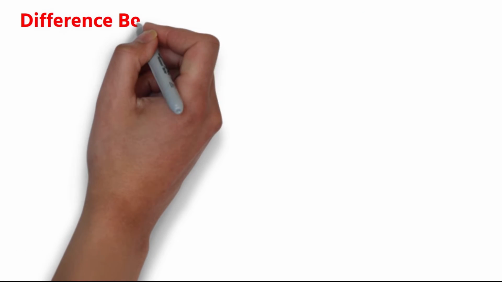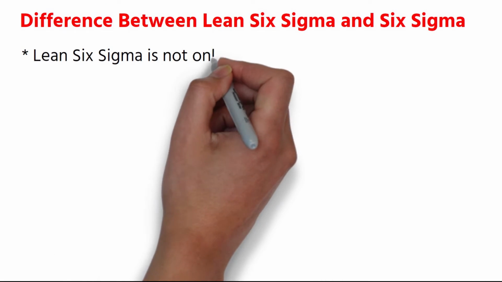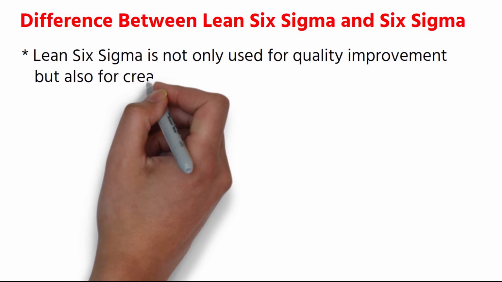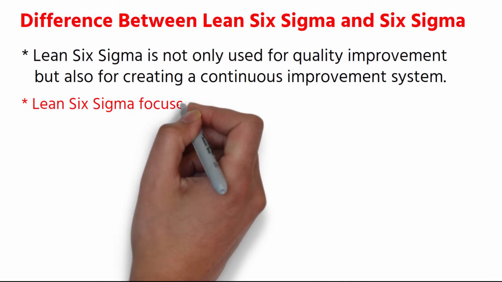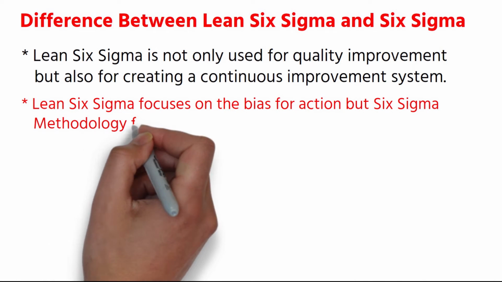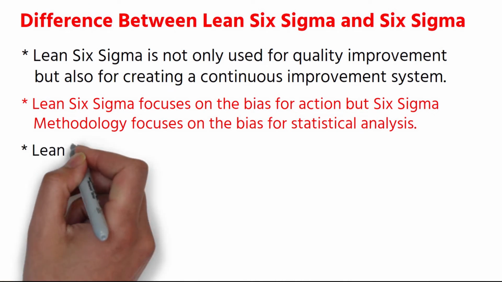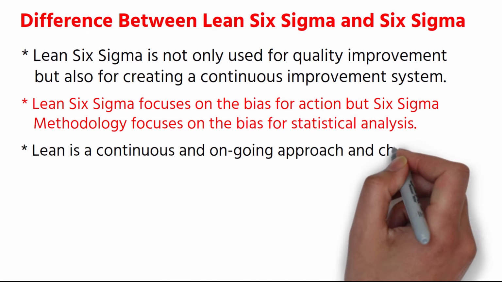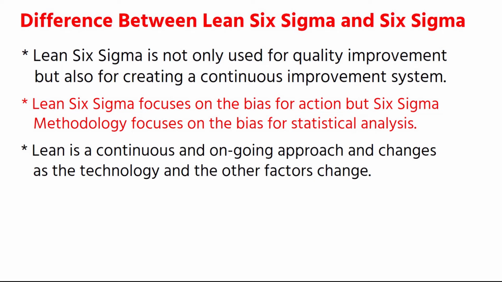Difference between Lean Six Sigma and Six Sigma. Lean Six Sigma is not only used for quality improvement but also for creating a continuous improvement system. Lean Six Sigma focuses on the bias for action, but Six Sigma methodology focuses on the bias for statistical analysis. Lean is a continuous and ongoing approach and changes as the technology and the other factors change. On the other hand, Six Sigma methodology is a project-based or customer-based approach.